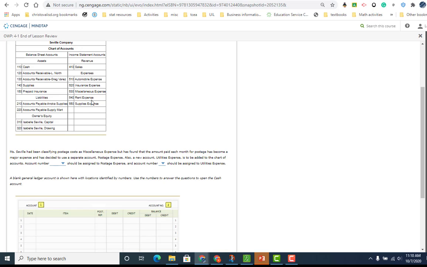Postage comes between miscellaneous expense and rent expense. So the account number for postage should be 535 because it's going to fit between those two. The account number for utilities expense is going to fall after supplies, so we just add 10 more to what we had on supplies, and that's 560.